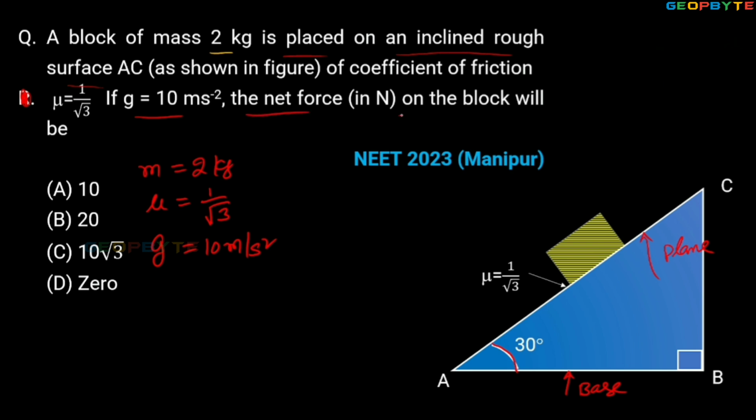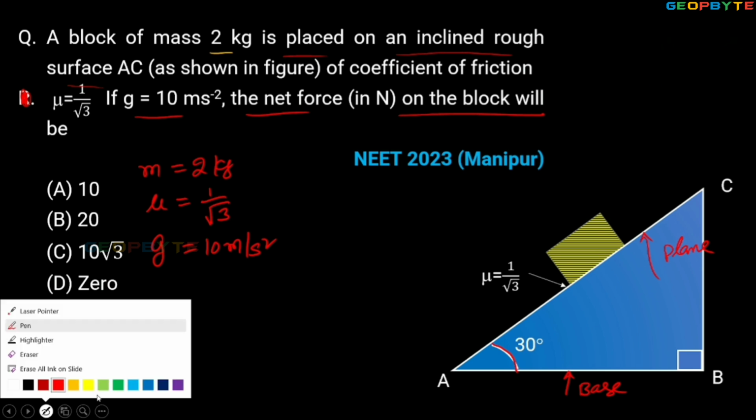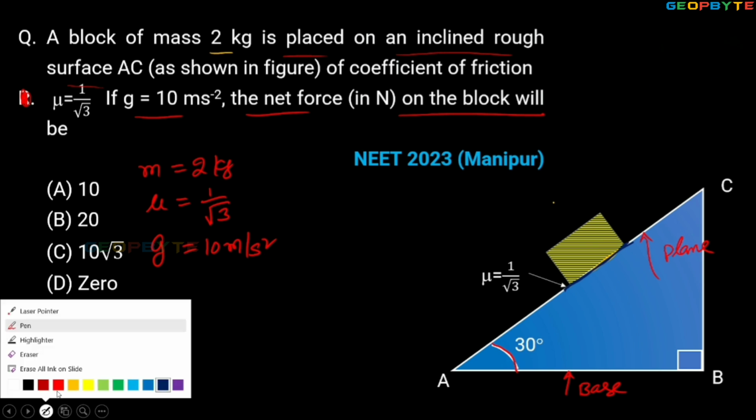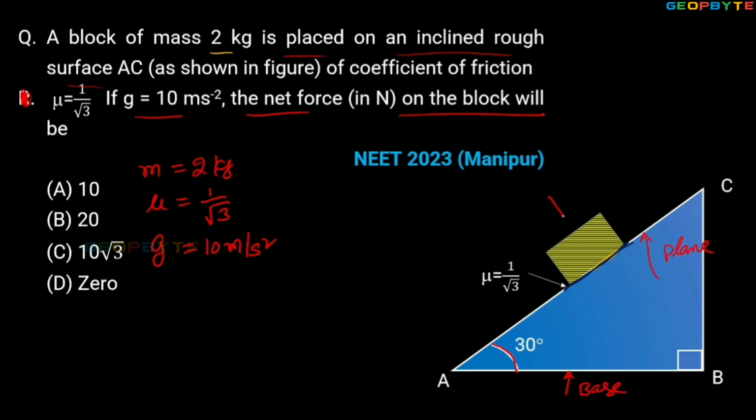The net force on the block will be... what is the net force acting on the block? For that, we need to mark the normal reaction line. This is the contact surface. Let me change the color of the marker. This is the contact surface. Normal to that contact surface, there is a normal reaction. This is the normal reaction line.